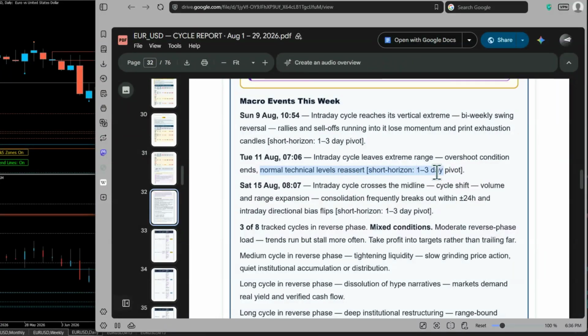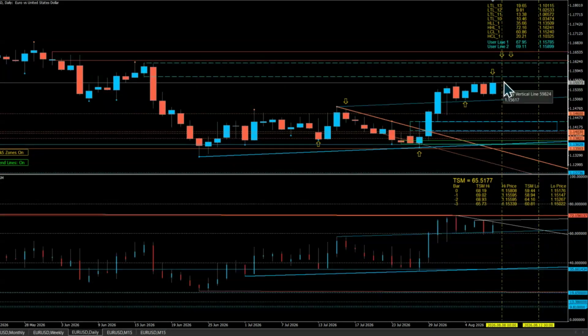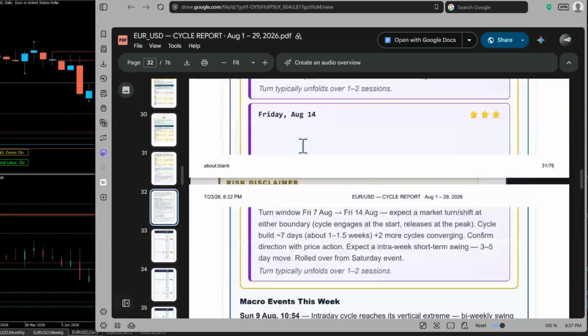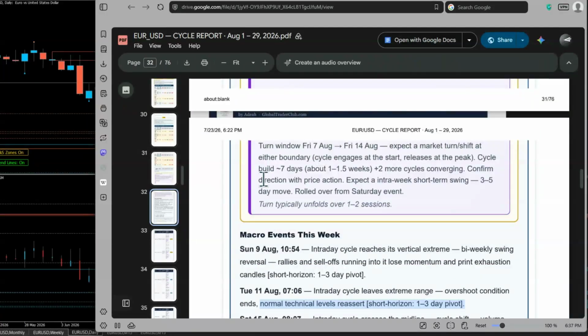Short horizon 1 to 3 day pivot. What does that tell you? Tuesday 1 to 3 day going into Wednesday, Thursday, Friday. So we're probably going to go into Wednesday, might do a sideways on Thursday, dipping down into Friday again. Why is that important? Because it tells you here on Friday, if we read it carefully, it says turn window Friday 14 August. Expect a market turn or shift at either boundary on the 7th or the 14th.